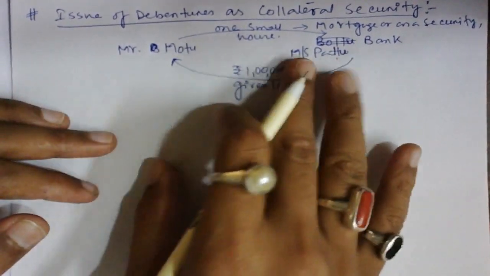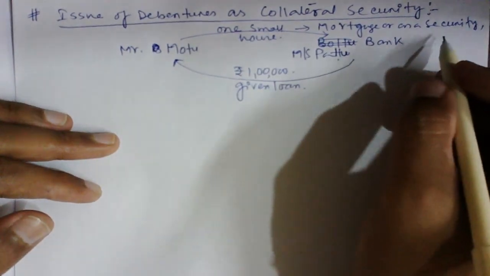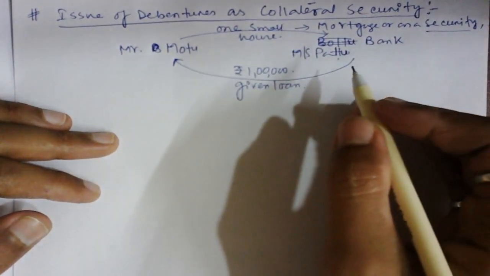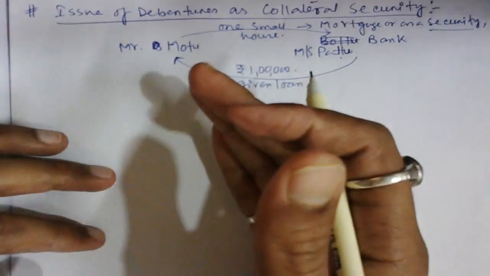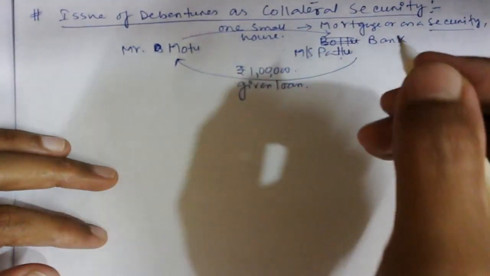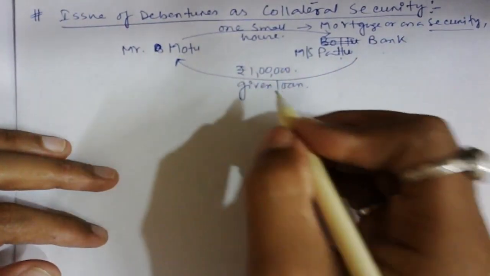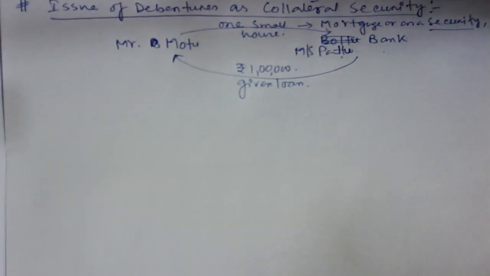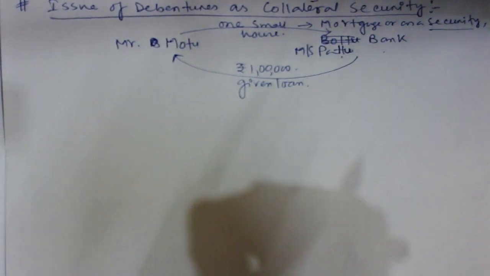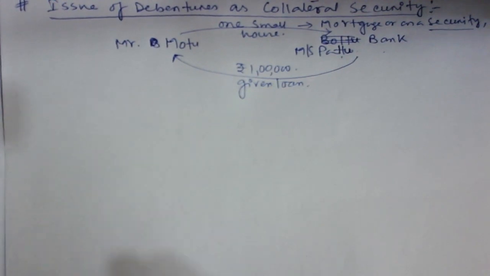Now Patlu says, see, I don't want only this security. Not satisfied with only the security of a small house, I need more from you. So the bank asks Motu to give more with regard to the 1 lakh rupees loan. Now Motu says, see, I don't have anything else. I am giving you a small house of mine, in which I live. Simple, I eat and live there.